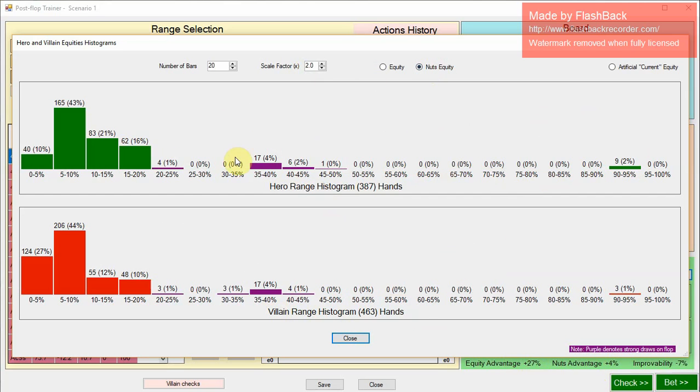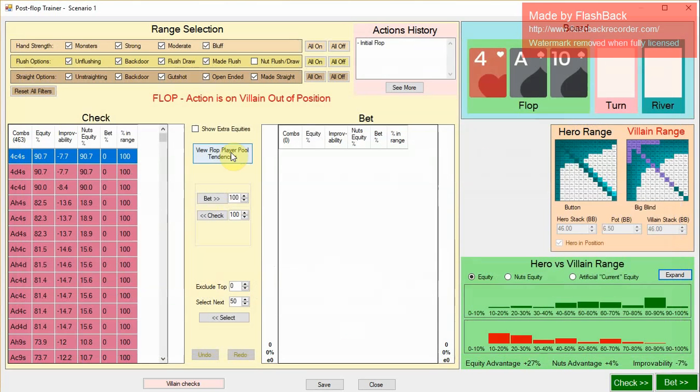We can see the nuts advantage here. You can see we've got more nutted hands. We've got a similar number of draws. This purple section here denotes draws in the nuts equity section of the histogram on the flop. So in this case, I'm going to assume that the villain just checked their entire range.